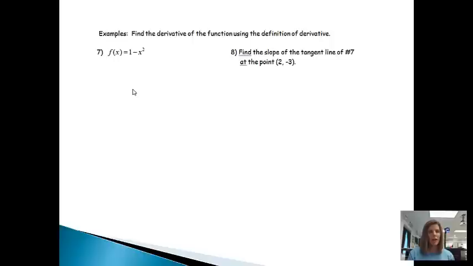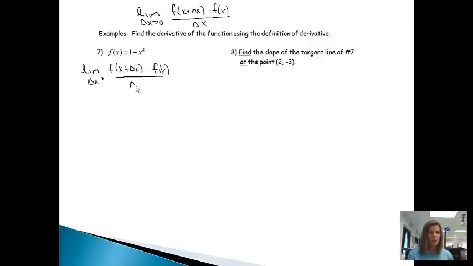We're going to find the derivative of the function using the definition of derivative. Since I don't have that handy, I'm going to write the definition of derivative up here at the top of my paper so that I do not forget it. When we're finding the derivative, we're finding the slopes of the tangent lines. To find the derivative, we'll find the limit as delta x approaches 0 of f of x plus delta x minus f of x all over delta x.